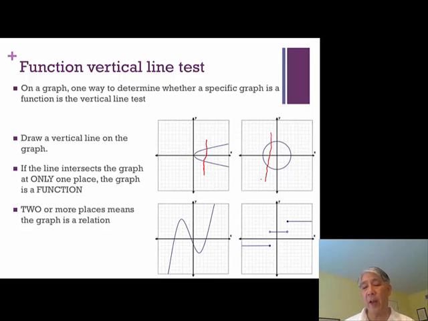The bottom 2 are functions because I can't draw a line that touches the graph at 2 points. Even if I draw it here or if I draw it here, it only touches at 1 point. On this one, even if I draw it right here through the 2 dots, the middle line has an open dot, so it doesn't actually touch that number. Yes, the bottom line does, but because they don't overlap, I'm only touching this function in 1 spot.